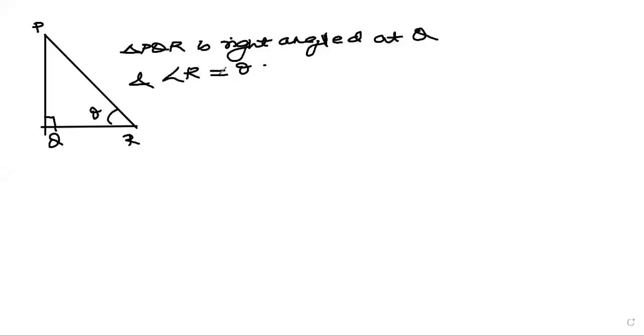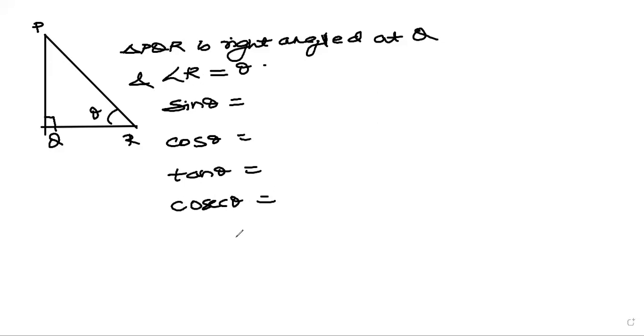For the sake of practice, children, to make you get used to the formulas of sine, cos, tan, cosec, sec, cot, we are just doing a sum. Triangle PQR is right angled at Q, and angle R is theta. Find sine theta, cos theta, tan theta, cosec theta, sec theta, and cot theta.